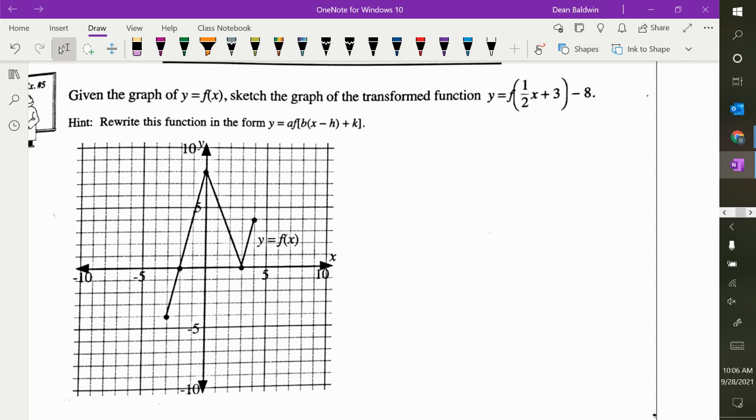Sketch the new function. What is the issue with the way I have this f of 1/2 x plus 3 minus 8 written? What is the issue? Because there's something glaring that you have to do first before you can sketch it. Look at the formula, which they have right here. How does this differ from this?